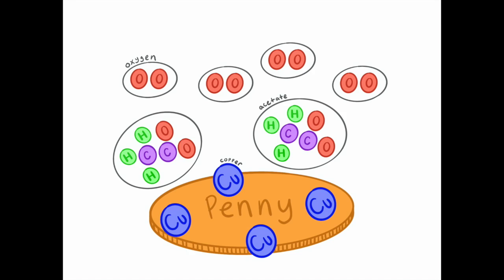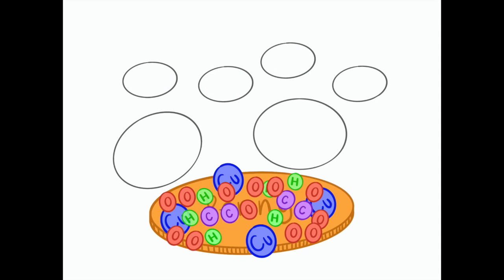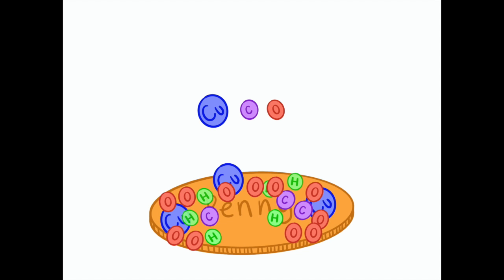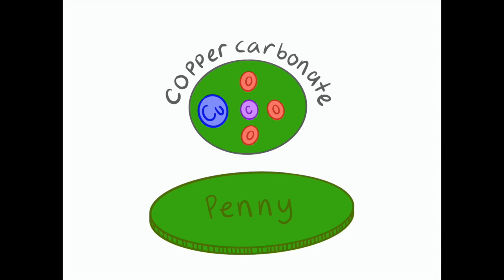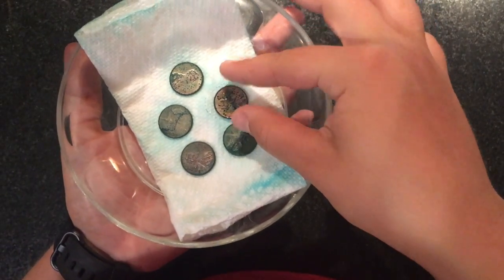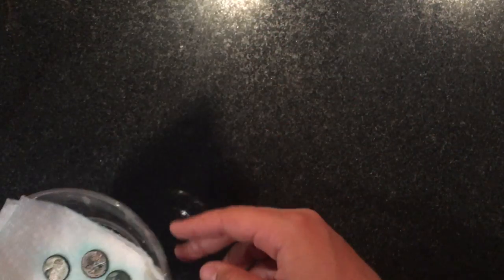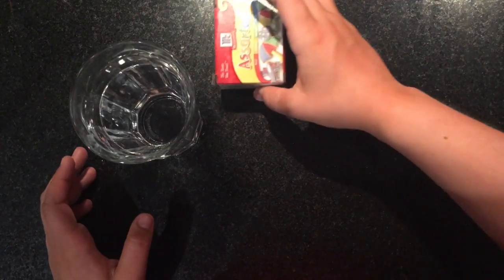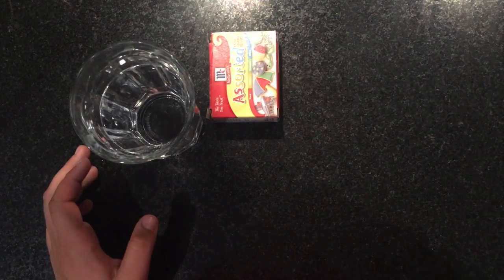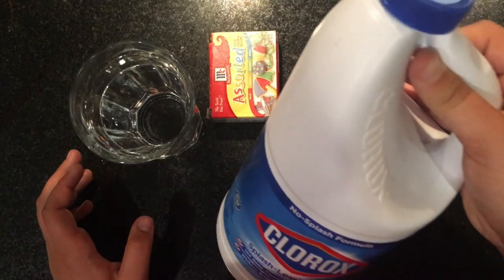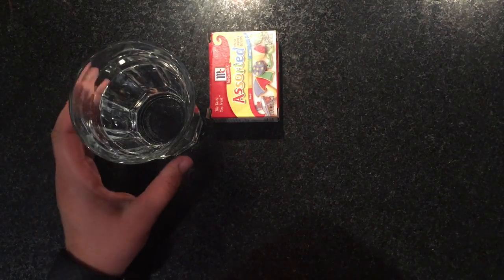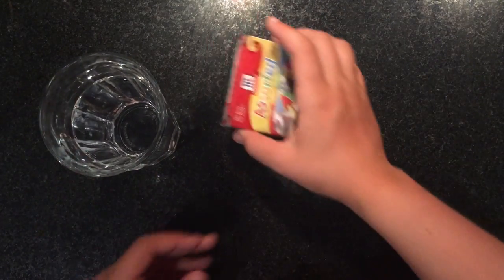If we go back to our chemical equation, we can see that the copper, acetate, and oxygen have rearranged to form copper carbonate. The green pennies are pretty cool, but in our next experiment, we're going to make something lose its color. For this experiment, you will need a glass of water, some food coloring, and some bleach. Start by adding the food coloring to the water. You can add as much as you'd like.